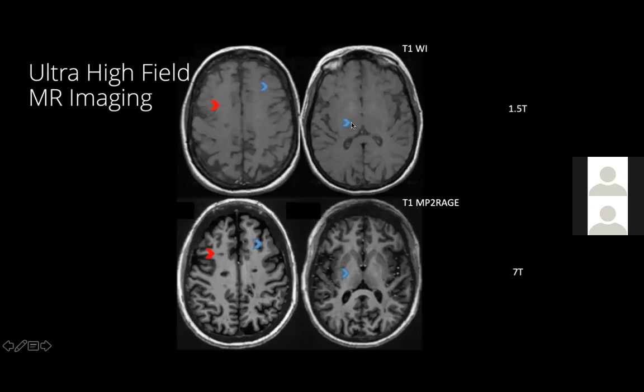on the 1.5 Tesla MR, you can hardly see any lesion, especially the gray-white interface is not very sharp, not very crystal clear. But on the 7 Tesla, you can see so much detail. You can pick up small lesions very easily, as shown by these red and blue arrows.